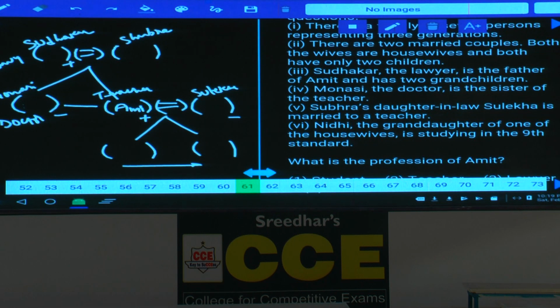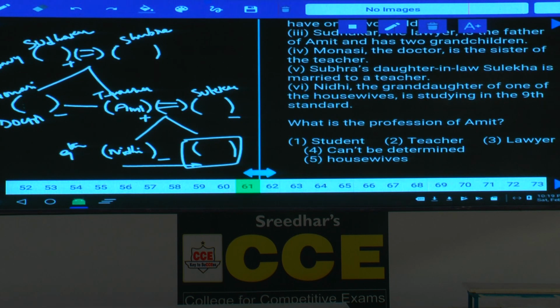Clear now? Then, Subra's daughter-in-law Sulekha is married to whom? Married to the teacher. Nidhi, the granddaughter, is studying in the 9th standard. Now Nidhi is here. Now this person is a granddaughter and this person is studying in 9th standard. Now there is no information given about another person, isn't it? Whether that person is a grandson or a granddaughter, that information is not known.